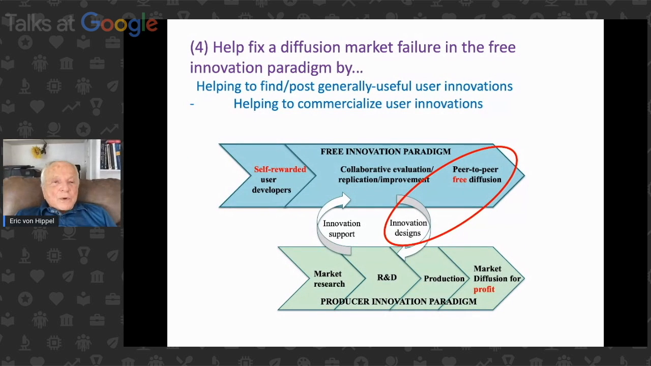The final thing that I want to mention is you want to help fix a diffusion market failure in the free innovation paradigm. Basically, if you see there on the top right, peer-to-peer free diffusion, users are willing to diffuse what they've created, but they're not willing to work very hard at it. It's a market failure. Manufacturers, on the other hand, if they get a hold of something that others may want, boy, they work really hard to diffuse it because that's how they make their money. Peers say, listen, I created it, you can have it, but I'm really not going to work hard making easy installation scripts and so on for you.